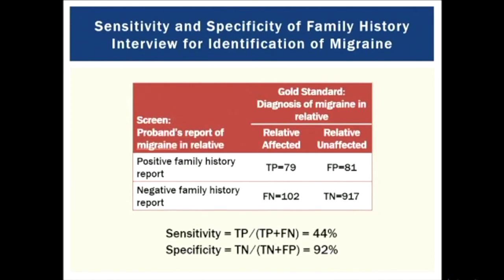When we did the same thing using the more narrow question, did the relative have migraine, as you might expect, specificity improved. Lots of headaches aren't migraines, so specificity improved, but sensitivity dropped. And notice that it's very low, the sensitivity. We get a lot of underreporting here.